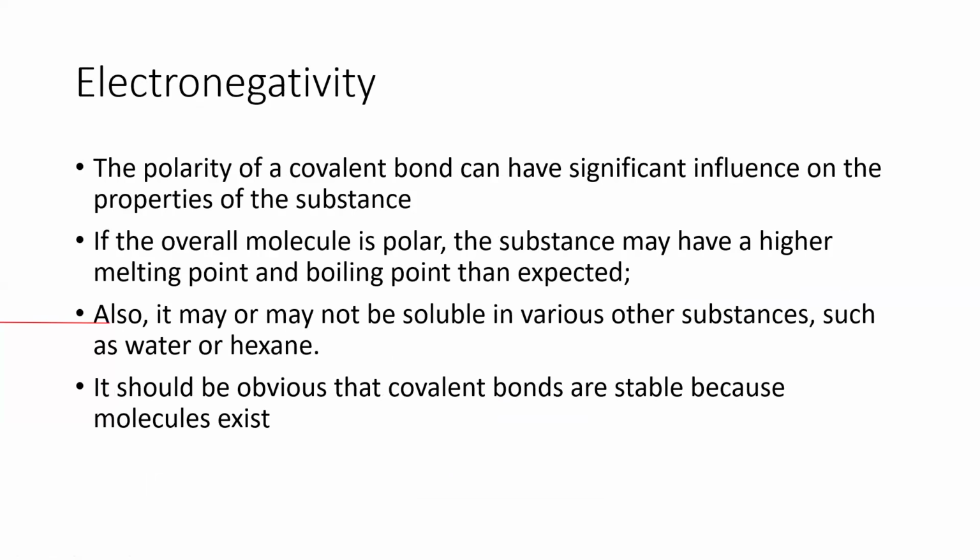So the polarity of a covalent bond can have significant influence on the properties of the substance. If the overall molecule is polar, the substance may have a higher melting point and boiling point than expected. So it may or may not be soluble in various other substances, such as water or hexane.